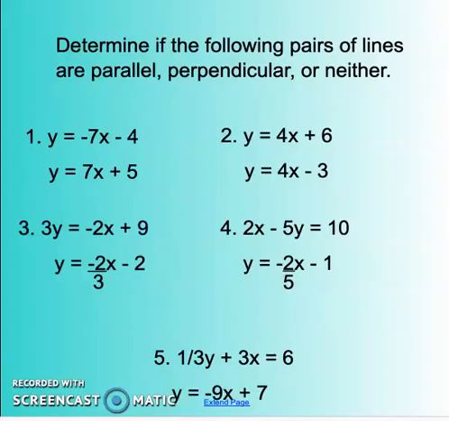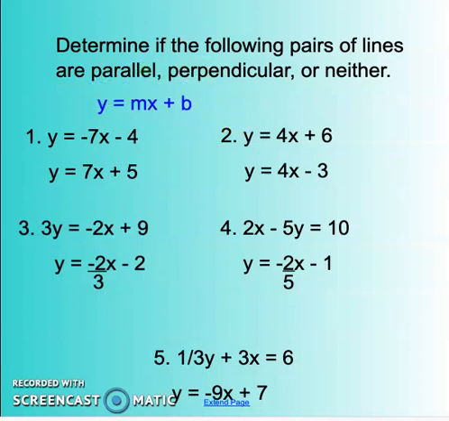So if we look at these 5 pairs of equations, we need to determine if these lines are parallel, perpendicular, or neither. And in order to do that, first of all, we need to make sure that all of our lines are in slope-intercept form. So can you remind me, what does slope-intercept form look like again? Exactly, y equals mx plus b.